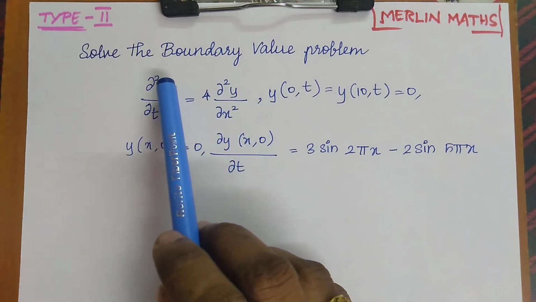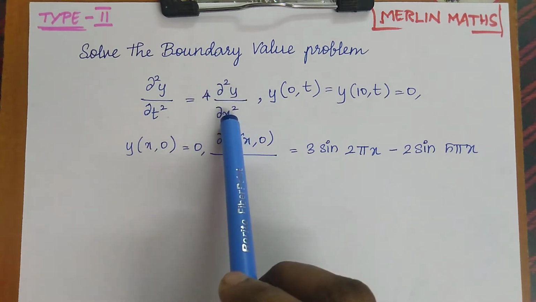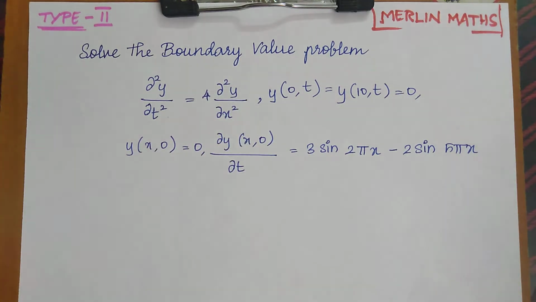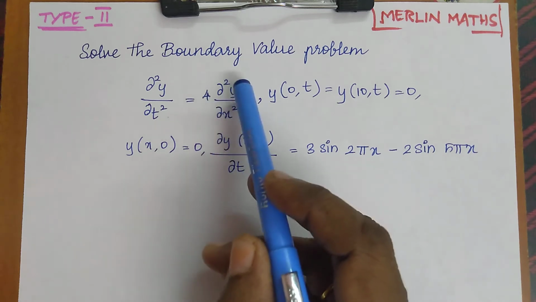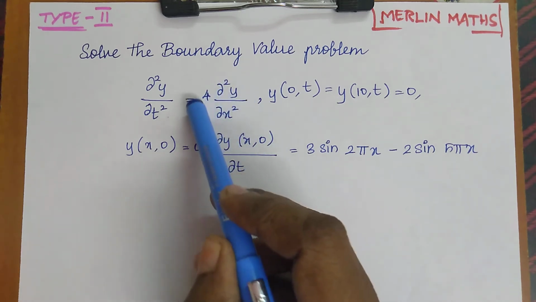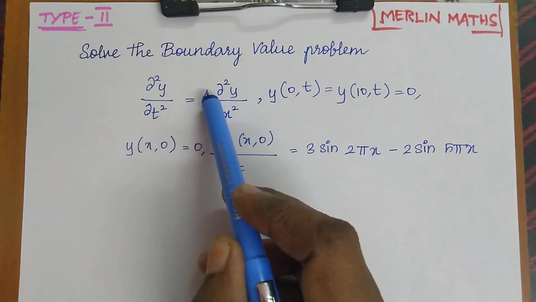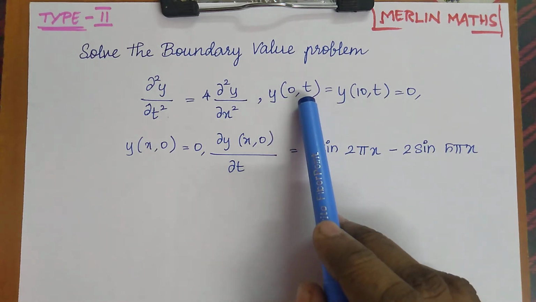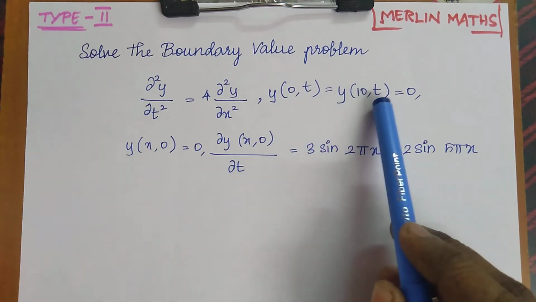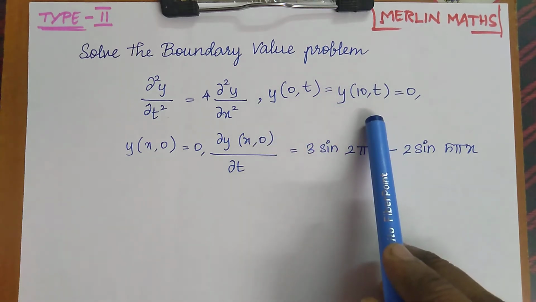Look at this wave equation, ∂²y/∂t² = 4 into ∂²y/∂x². Generally we know the one dimensional wave equation is ∂²y/∂t² = a² into ∂²y/∂x². So here in the place of a² we are having 4, that means a = 2. And here also the first boundary conditions y(0,t) = 0, y(L,t) = 0. So L = 10. So these things we have to note in this problem.